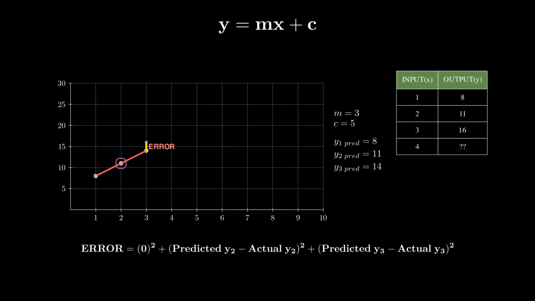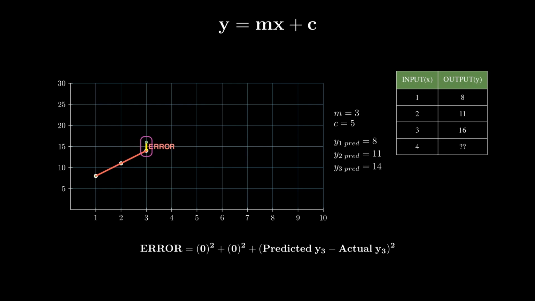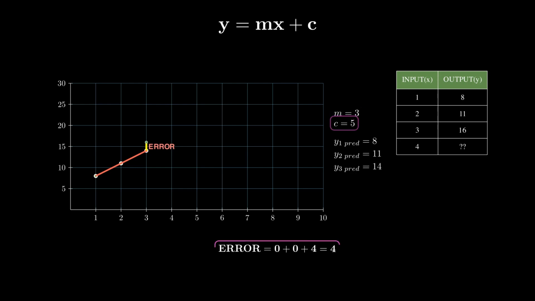Next, for x2 equals 2, the predicted value y2 pred is calculated to be 11, and the actual y2 value is 11. Here again, the error contribution is 0. Finally, for x3 equals 3, the predicted value y3 pred is 14, while the actual y3 value is 16. The error contribution for this point becomes 4. Adding up the error contributions from all 3 points gives the total error 4. Here, m and c are the parameters of the line, and e is the total error we aim to minimize. Our aim is to find the values of m and c that minimize the total error, e.